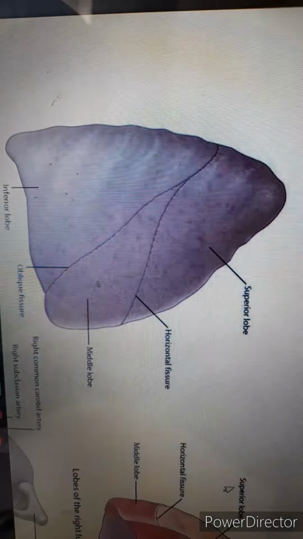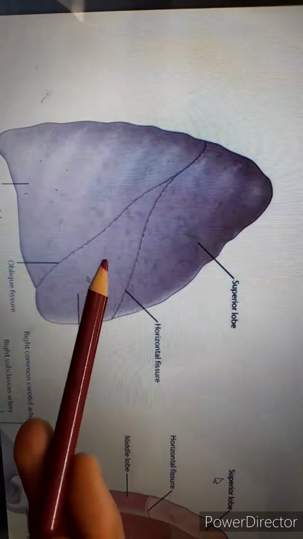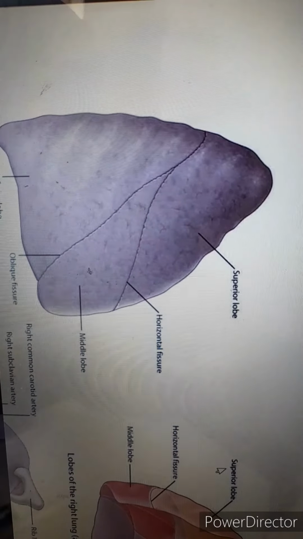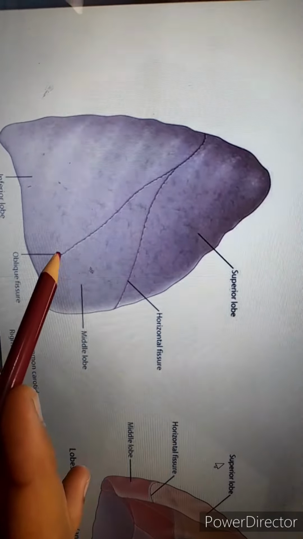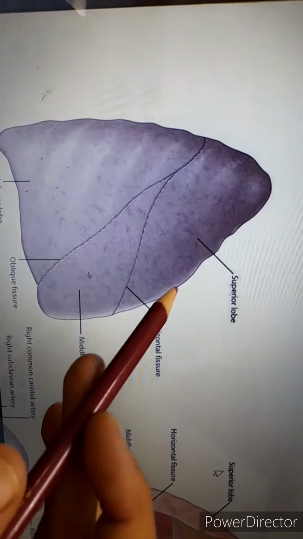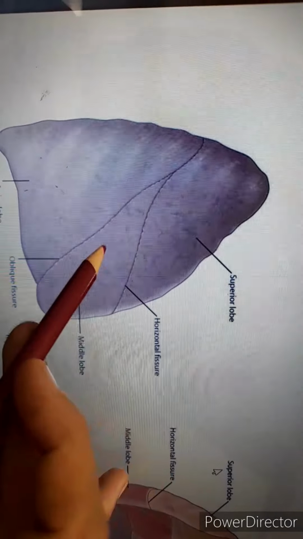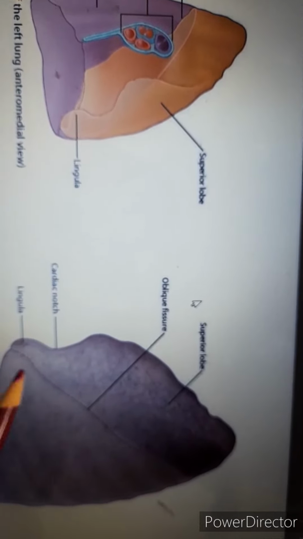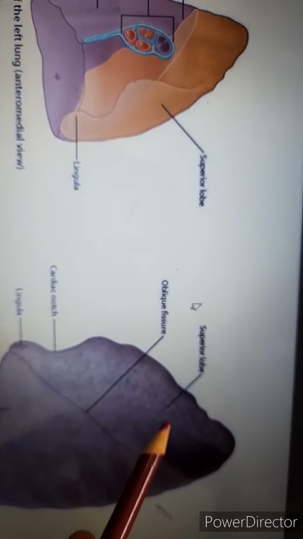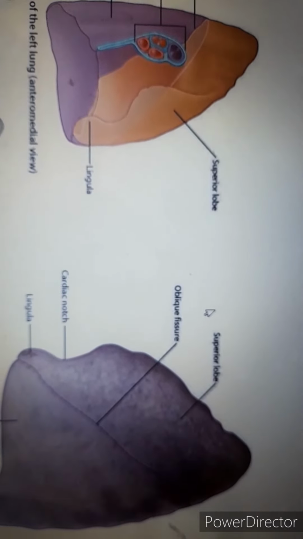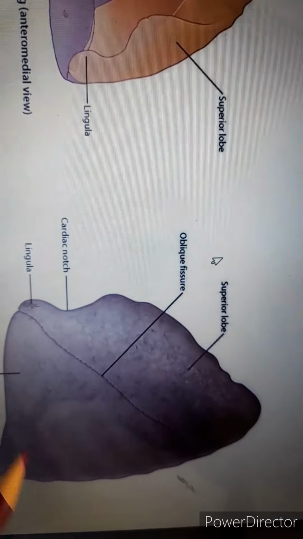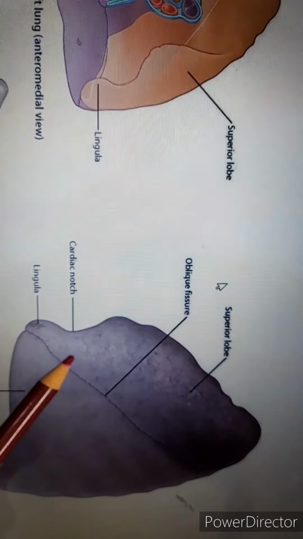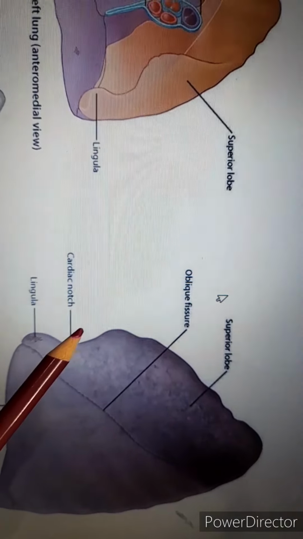In right lung, there are three lobes and two fissures, oblique and horizontal. This is the oblique and this one horizontal, dividing the right lung into three lobes. In the left lung, there is one fissure, that is the oblique one, which divides the left lung into two lobes. And one of the characteristic features of the left lung is lingula, which is a tongue-shaped projection which is below the cardiac notch.